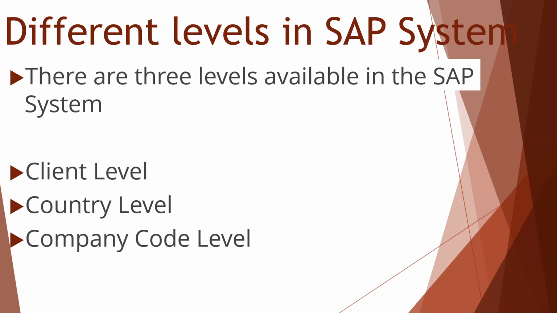And then we have the lowest level, called the company code level. Anything which is defined at the lowest level on the SAP FICO side is called defining an object at the company code level. We will see the examples. So client level is the highest level, country level is the middle level, and company code level is the lowest level. Only three levels we have. We don't have a fourth level as such.